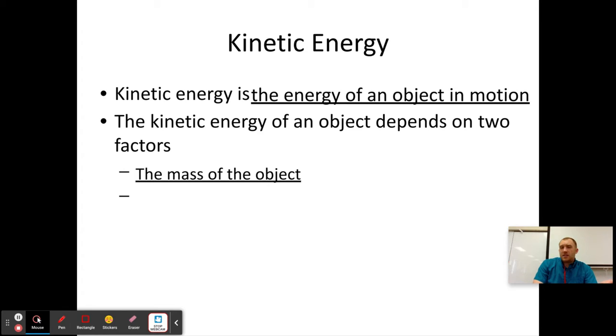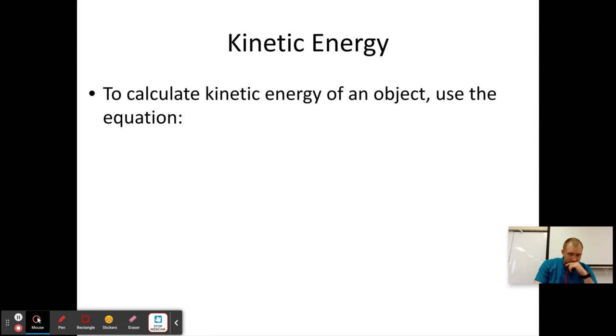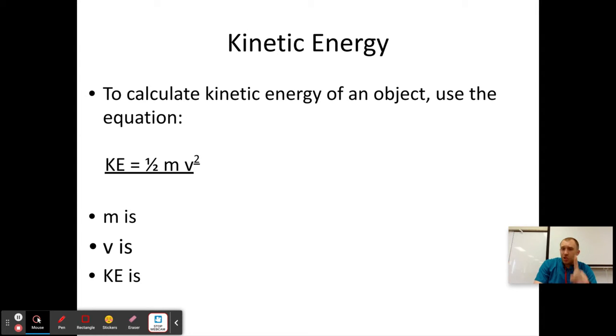So then we're back to it depends on the mass and it depends on its speed or velocity. To calculate kinetic energy, we get another equation. This one looks even scarier. It's not as bad as it looks. We'll just find that out in class. Kinetic energy equals 1/2 mv squared.